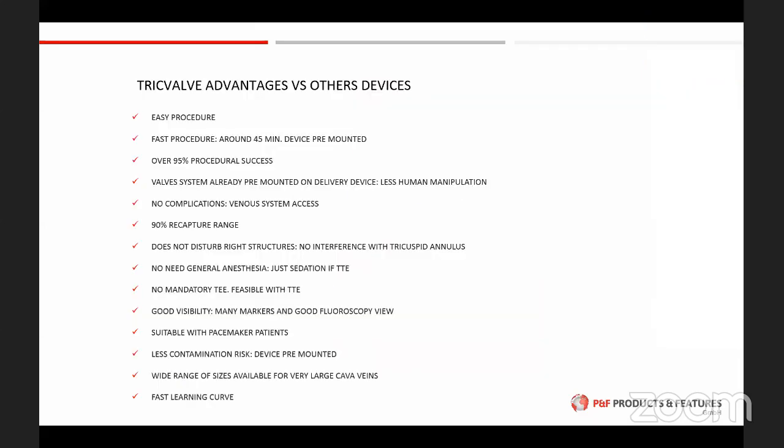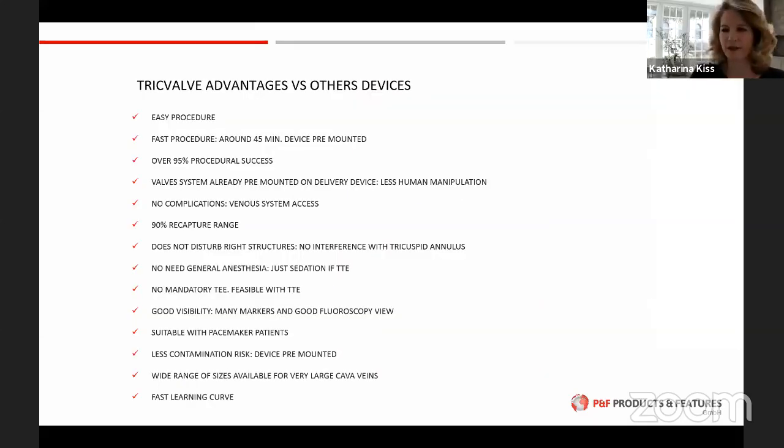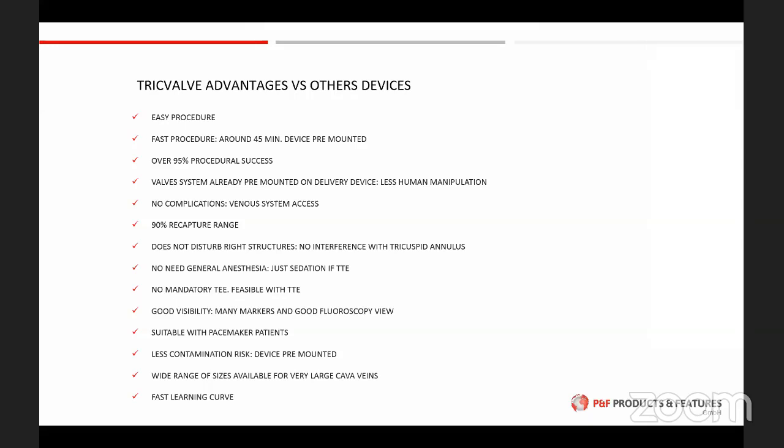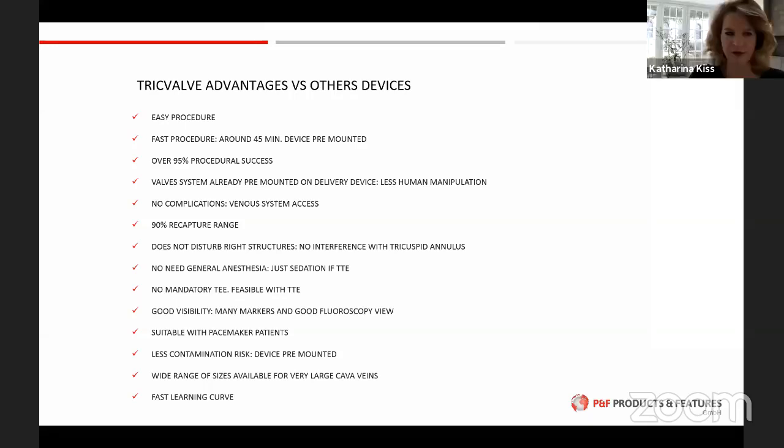So in conclusion, I think it's important that the TricValve procedure is a very easy procedure. It has a fast learning curve, and anyone who is familiar with self-expandable valves in the TAVI position will be very easily able to place the TricValve. It has a very high procedural success rate, and I want to say that it's almost 100% if you do your CT planning appropriately, because it's mainly migration that can cause a problem. It's a very fast procedure.